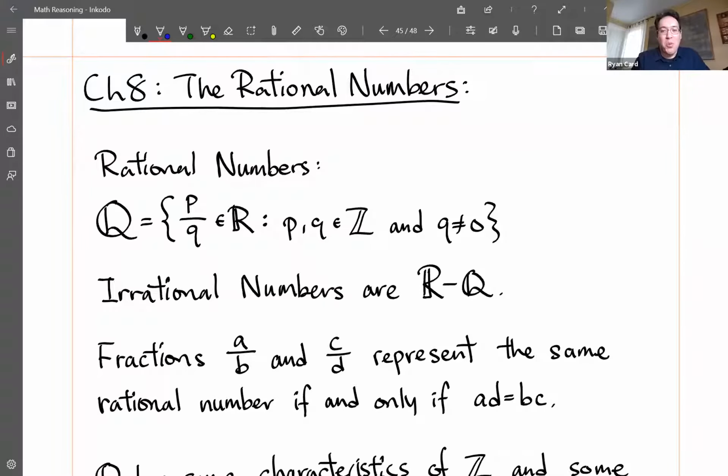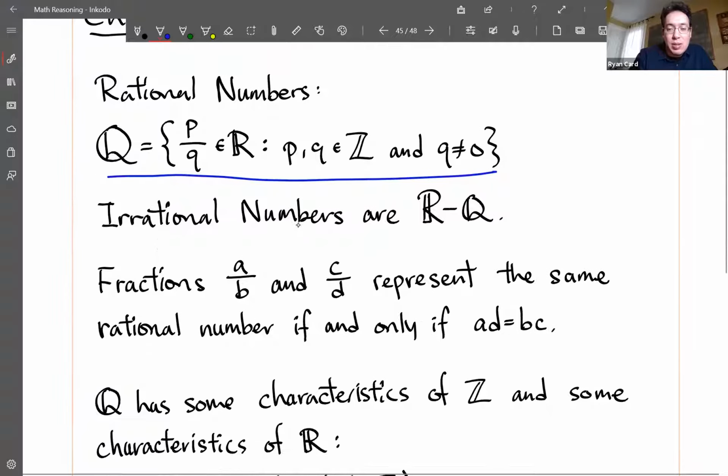Okay, so rational numbers. A rational number is any real number that you could write as a ratio between any two integers, p and q, such that, of course, the denominator cannot be 0. So that's our working definition for rational numbers. When we say something is irrational, it means any real number that's not a rational number. So let's work with it.